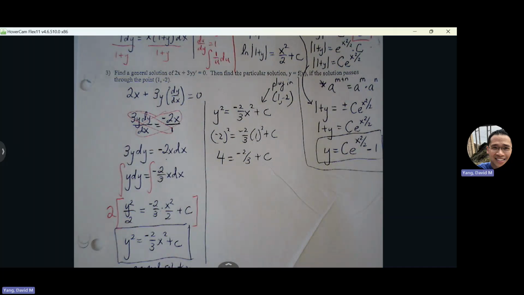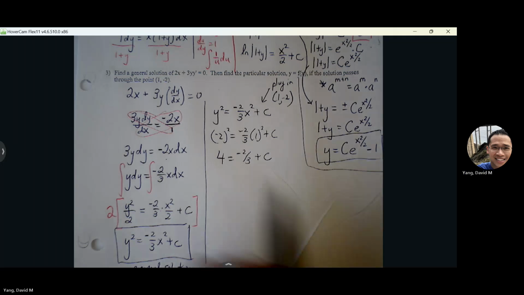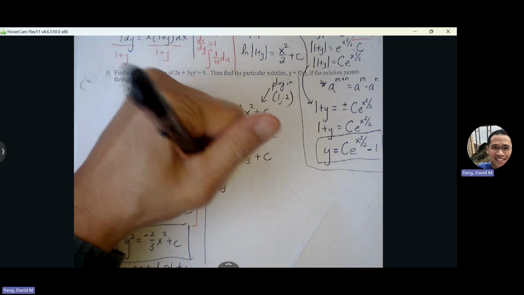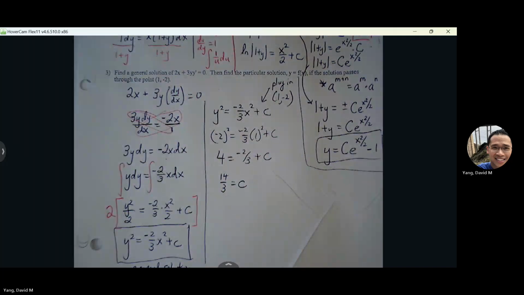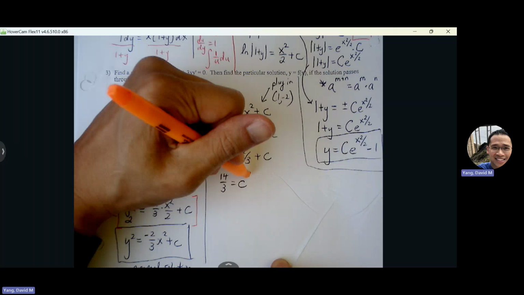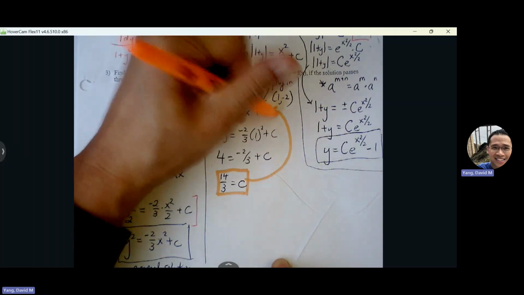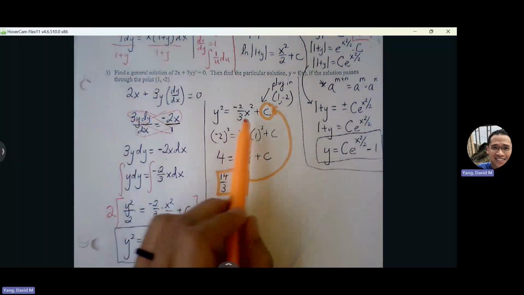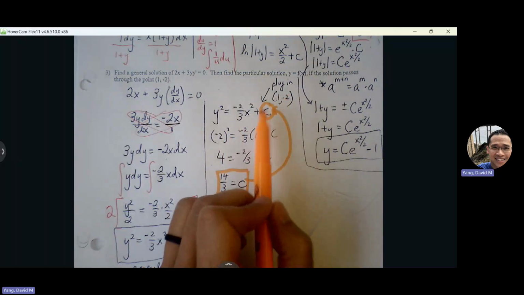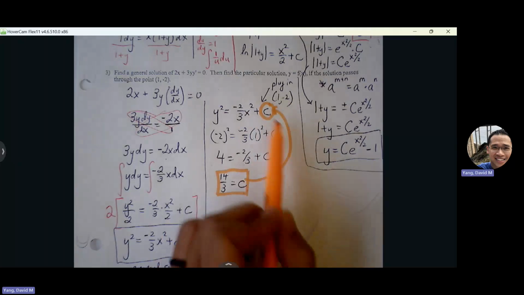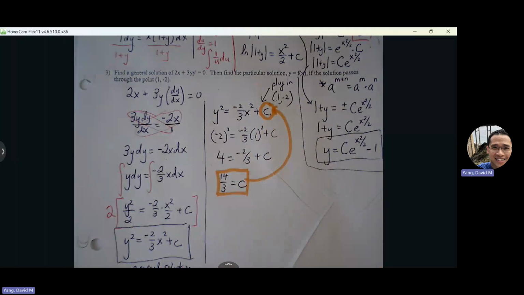Add 2/3 to both sides. That's really 12/3 plus 2/3, which is 14/3. Now, once you solve for C, we're going to plug it back into the equation. But make sure you plug into the equation where you started making your substitution. Wherever you made your substitution for your X and Y is where you want to be plugging your C value back in.